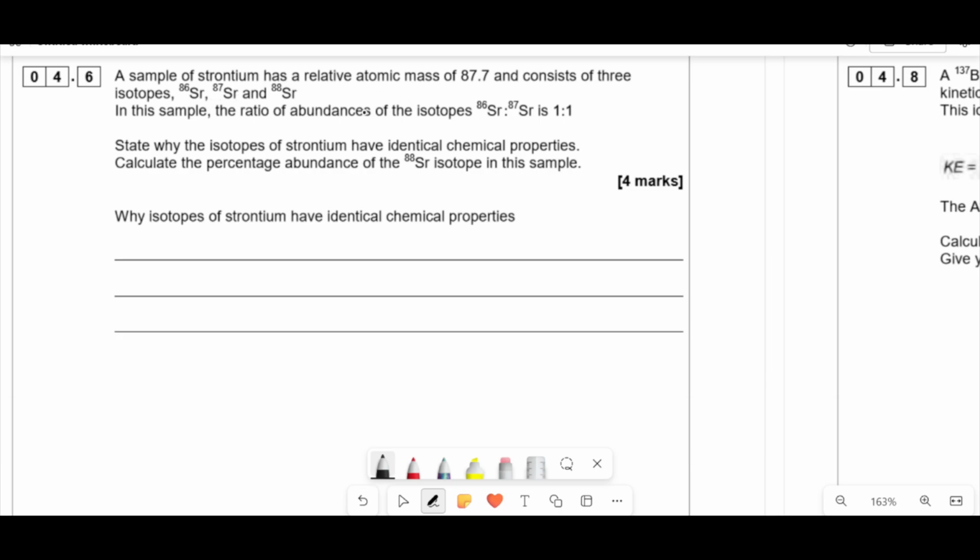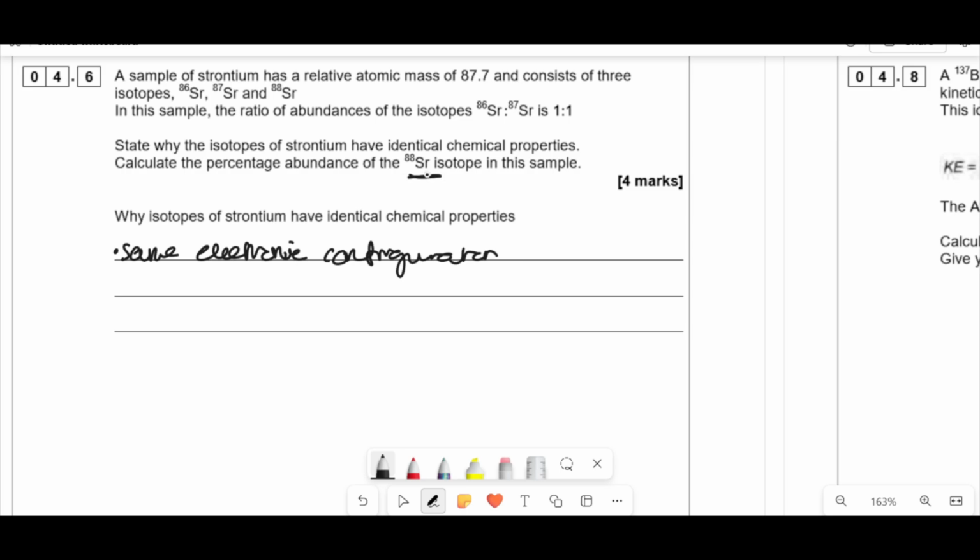So a sample of strontium has this relative atomic mass, and it's got these three isotopes, and the ratio of the abundances of these isotopes is that. State why the isotopes of strontium have similar chemical properties, and then calculate the percentage abundance of the 88 isotope. So first of all, why they have similar chemical properties is because they have the same electronic configuration. The electronic configuration determines the chemical properties, what you would do in a chemical reaction, whereas the number of protons determines what element it is, and the number of neutrons determines physical properties as well. So, same electronic configuration.